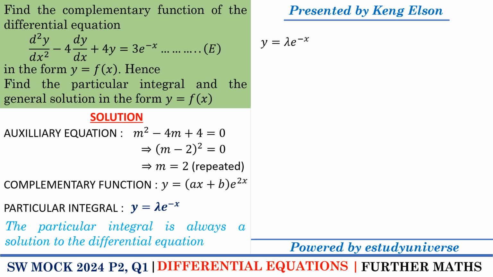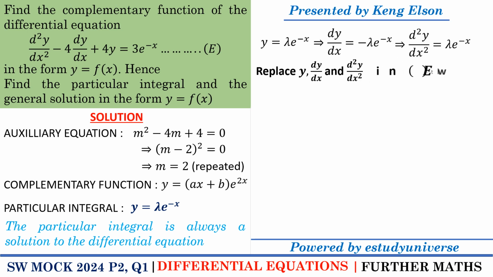So I need to differentiate the first and second time, then I replace it here and I get the value of lambda. My initial guess is lambda e to the minus x. When I differentiate it with respect to x the first time, I get minus lambda e to the minus x. When I differentiate this first derivative, or differentiate the function the second time, I get lambda e to the minus x once more. With that, we have to replace the particular integral, its first derivative and its second derivative, back into the differential equation, since we know that this particular integral always solves the differential equation.